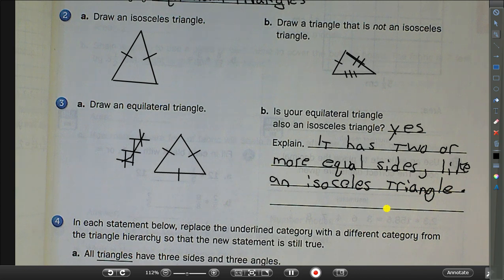So again, if it matches the characteristics of an isosceles triangle, then it would also be called an isosceles triangle. And remember, pause the video whenever you need to if I'm going too fast.